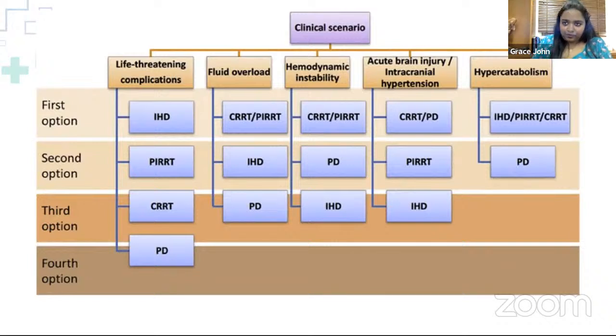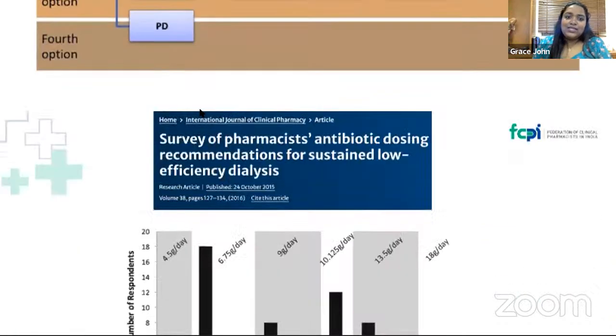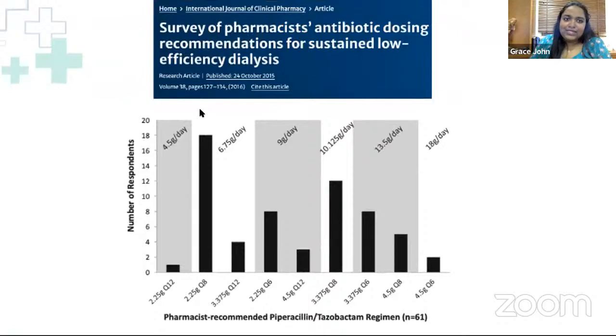All right. Now, why should we clinical pharmacists talk about renal dosing when it comes to AKI? I've already mentioned that the recommendations are quite limited. We do not have standard guidelines for AKI, and therefore a survey was done and published in the International Journal of Clinical Pharmacy. They surveyed pharmacists working in a clinical setting as to how they would dose their patient for SLED.